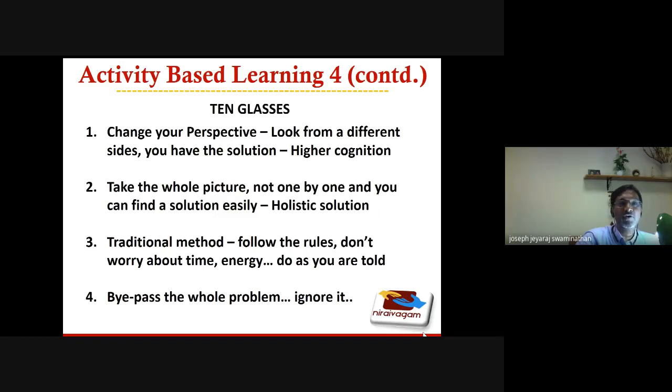That's to follow the rules. Don't worry about the time, energy. Do as you are told. And the last one is to bypass the whole problem. Just ignore it and say, no, I am not doing it. This is too much. I'm going away.